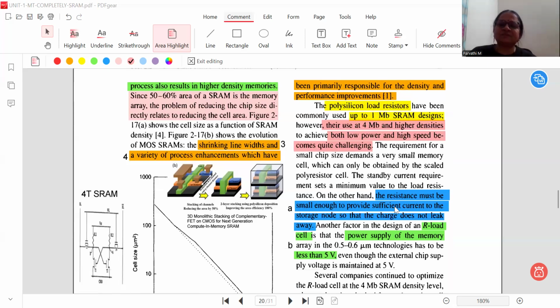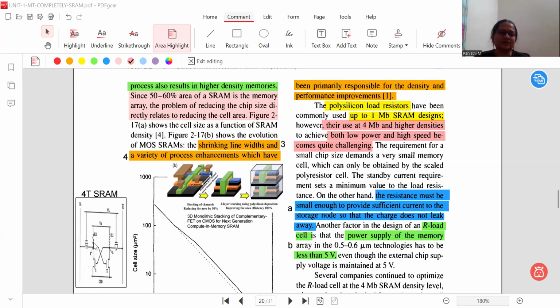Then people identified that the resistance must be small enough to provide sufficient current to the storage node. The storage nodes, Q and Q bar, are the storage nodes of the cell. So the resistance should be as small as possible so that the capacity can be larger and higher density RAMs can be built. That's why one example is shown on the left hand side for the four transistor SRAM. As I mentioned, there are two access transistors and two pull down transistors, so four transistors in total, and the load devices are resistances.